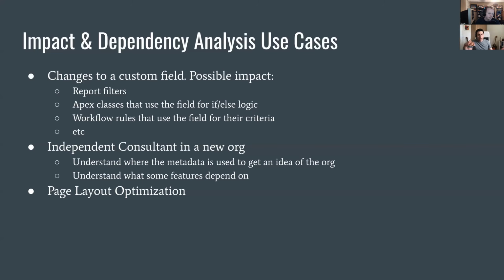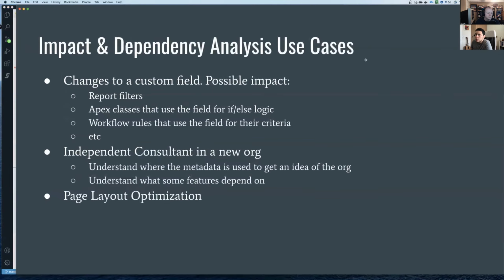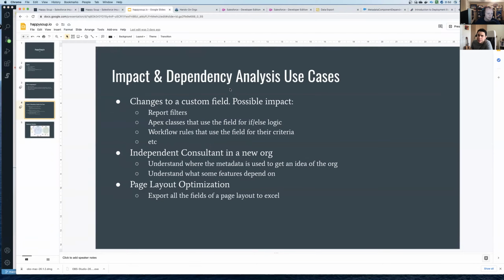And then you can bring that to the business or to some user so that they can start going through that and say, okay, we don't actually use this field, or maybe we do use this field, but we should use it more. So one of the things that Happy Soup allows you to do is just that. It essentially pulls all the fields of a page layout so that you can do that kind of exercise. So that is the first thing before we start talking about deployment boundaries.